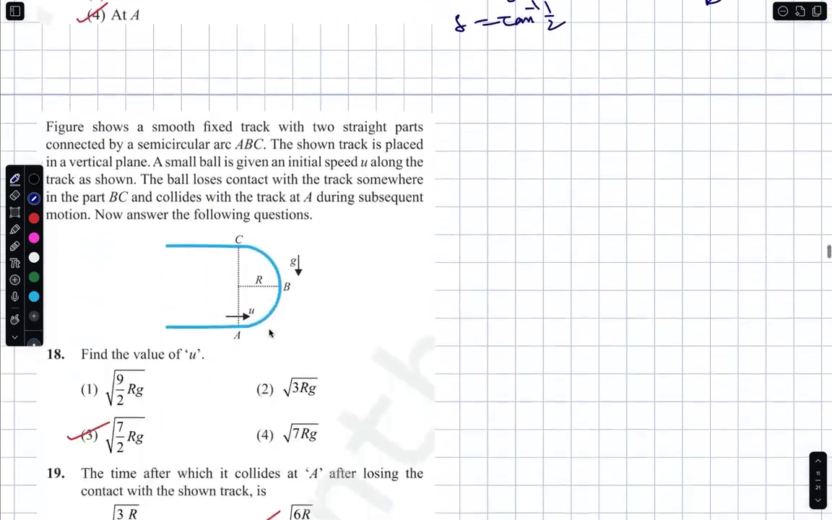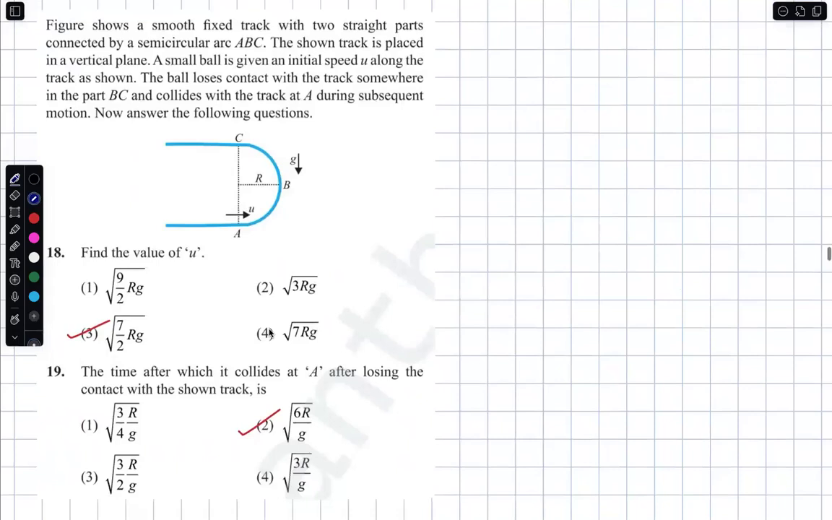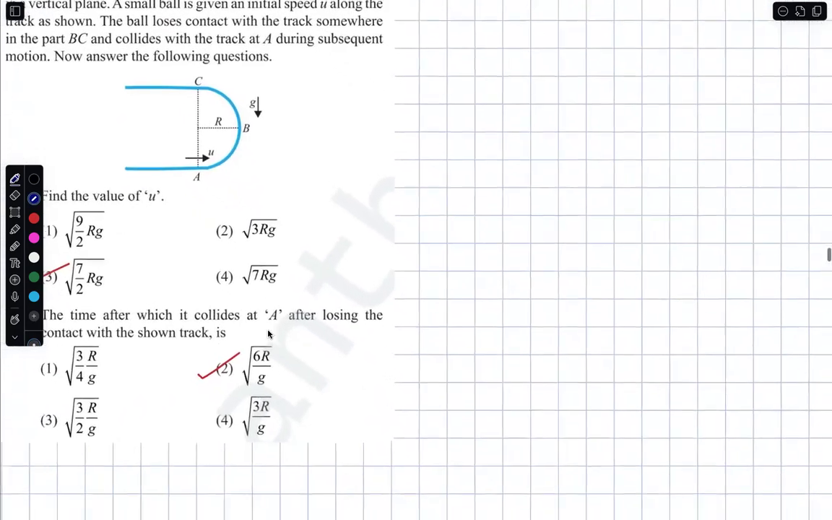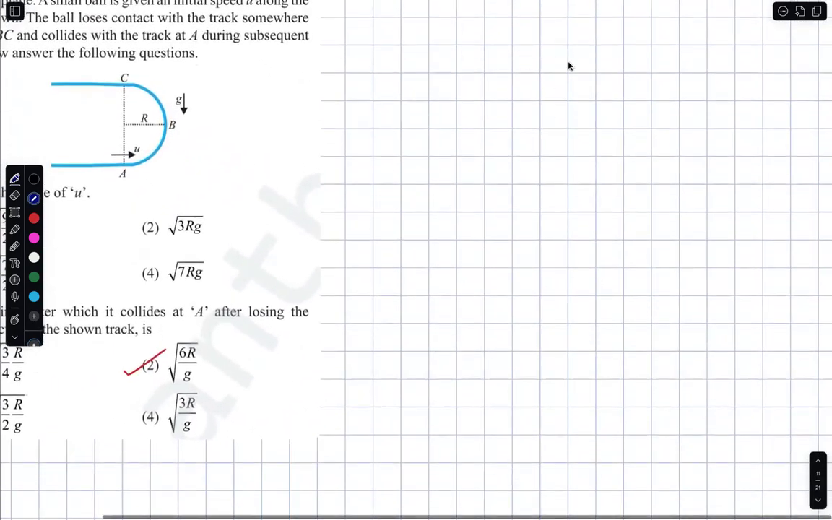Okay. Next. Figure shows a smooth fixed circular track with two straight parts connected by a semicircular arc ABC. The shown track is placed in a vertical plane. Small ball is given an initial speed u along the track as shown. The ball loses the contact with the track somewhere between B and C and collides with the target at A again, subsequent motion. Answer the following questions. Very good question.